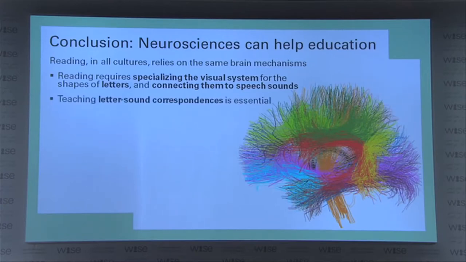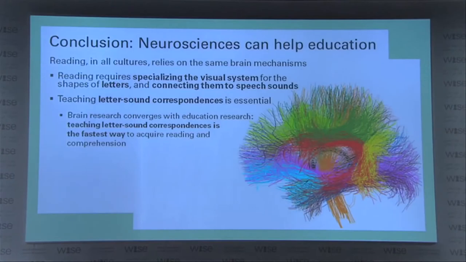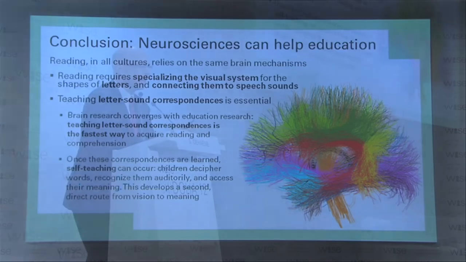Teaching letter-to-sound correspondences is therefore essential. It's one of the main pathways which is being transformed in the brain. Brain research converges with educational research. Teaching of letter-to-sound correspondences is the fastest way to acquire reading and comprehension, not just being able to decode the words. How does this work?